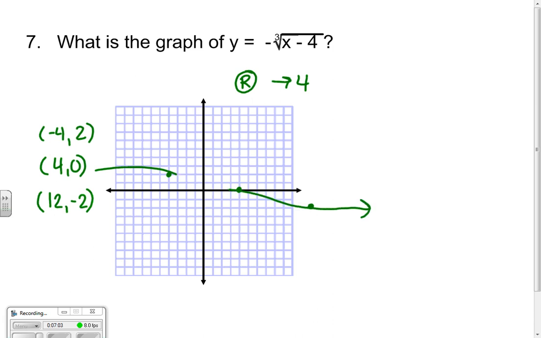Whoops. That's bad. Today is not my day for graphing.